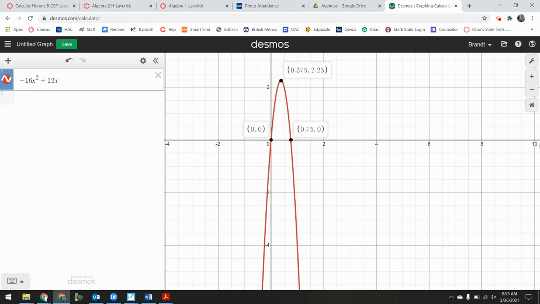Now, if it asked for how long it took to get to that 2.25 feet, what would you say? What's that? No, how long did it take to get to the maximum height? 0.375 seconds. So it's all about interpreting what they're asking you for. That's the difficult part, figuring out the language, figuring out, okay, what is this really asking me? Is it asking me for 0 or maximum, vertex or x-intercept? You've got to figure that out based on the context.